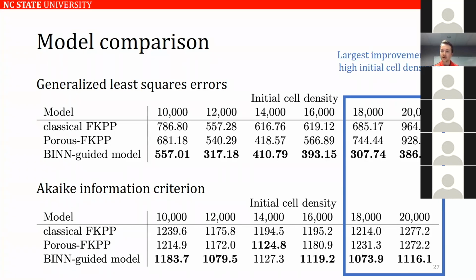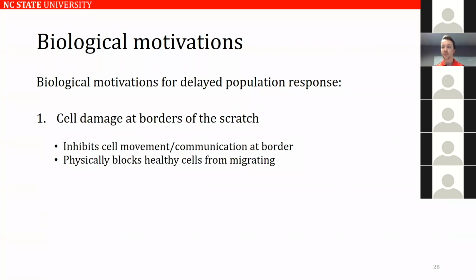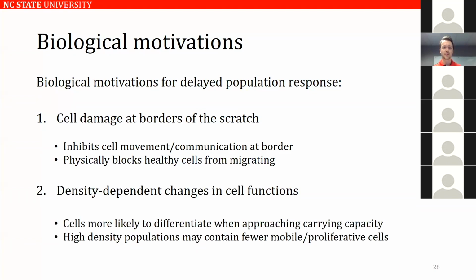So mathematical modeling is one part, but if it doesn't tell us anything about the relevant biology, it's only useful for predictions. So for the interpretability part, in particular why our model seems to perform better at large initial cell densities, there are 2 sets of biological motivations that actually support including this time delay function that we've discovered. First, when the scratch is performed, it's unsurprising that cells are damaged along the scratch. Now, cells move around and communicate with each other. So damaged or dead cells at the border can inhibit these normal cell functions and even physically block, because the cells are in a monolayer and they're just side by side, otherwise healthy cells from migrating into the center of the scratch where there's low cell density.